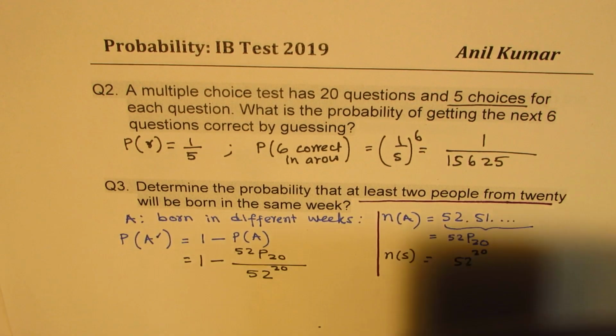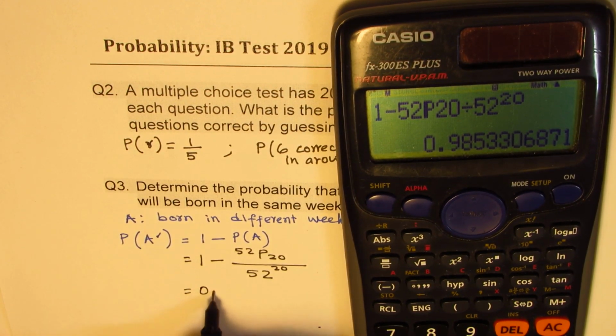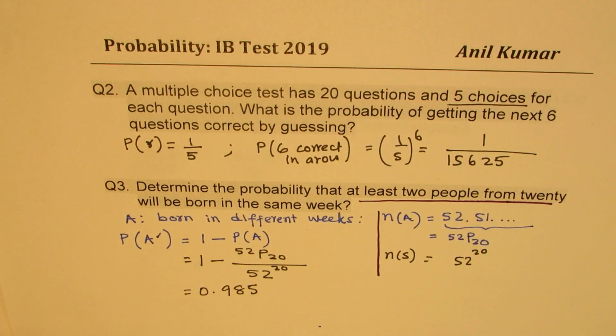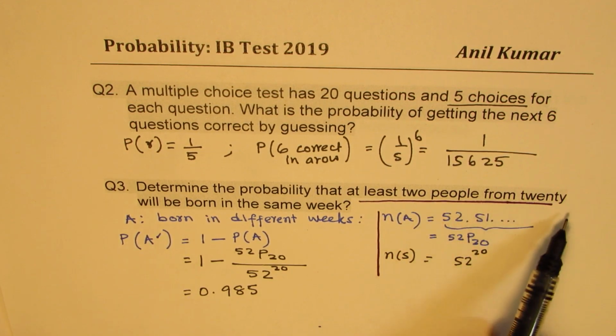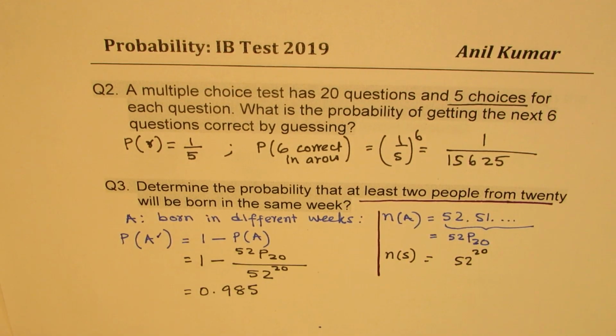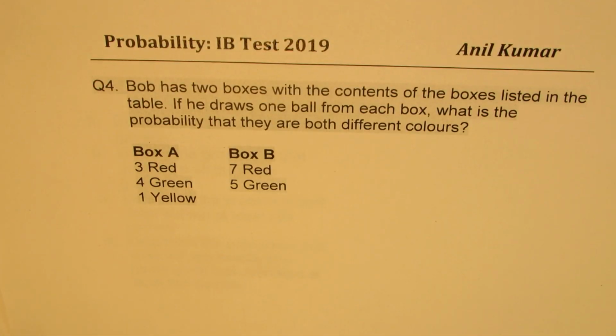So let's find the answer. So we have 1 minus 52 P20 divided by 52 to the power of 20. That gives us 0.985. Correct? So that becomes the probability that at least 2 people from 20 will be born in the same week. Correct? Let's move on and take up question number 4.